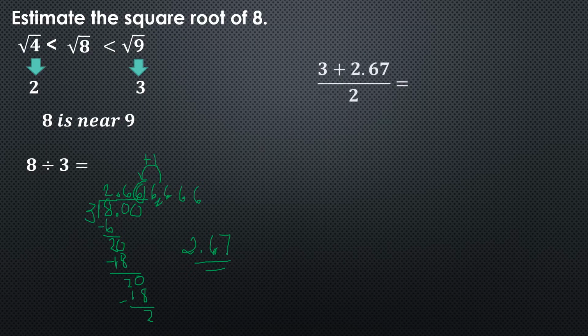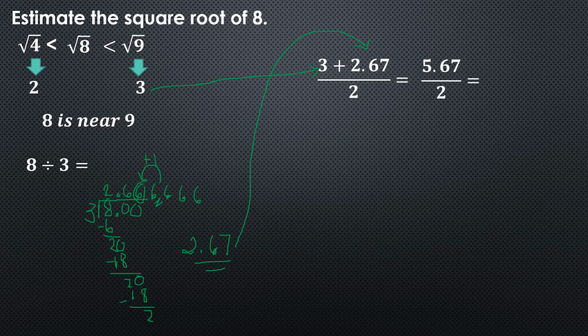That will be 3 plus 2.67, divided by 2. The 3 again is from the square root of 9, and 2.67 is our answer in our division earlier. Then you have to divide the sum by 2. So 3 plus 2.67 is 5.67, and then you divide it by 2. 5.67 divided by 2. 5 divided by 2 is 2.